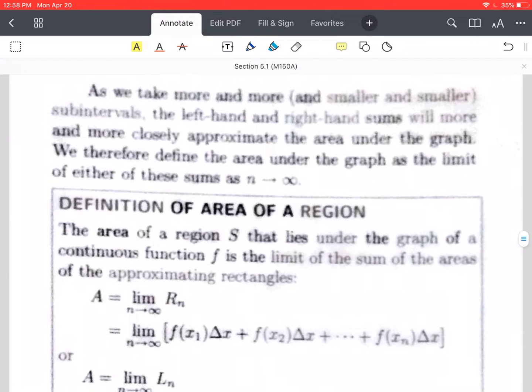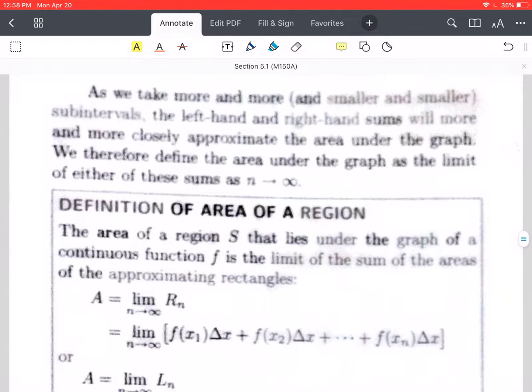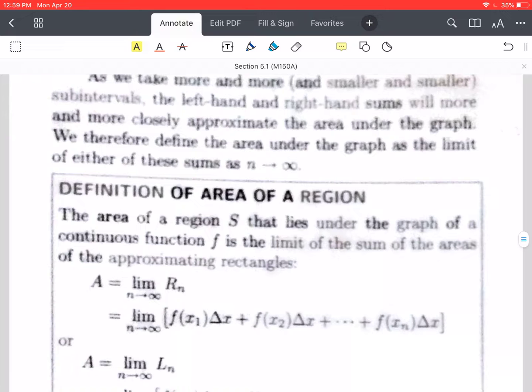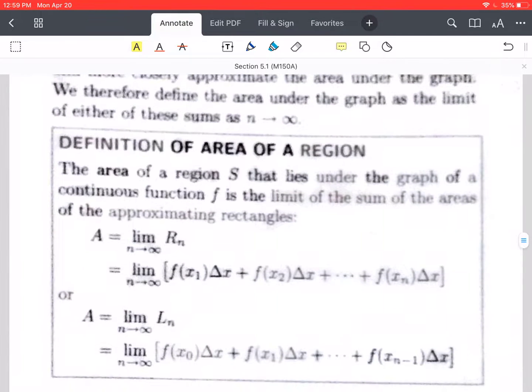So sorry, this one's kind of blurry, not a very good copy of this one, but you have your notes, so be sure to refer to those. So basically, as we're taking more and more rectangles, the area is getting closer to the actual area. So what we do is we say, what if we take the left-hand sum and the right-hand sum, and we let the number of rectangles approach infinity? And we say that by taking a limit of both the left-hand sum and the right-hand sum. We take the limit as n approaches infinity.